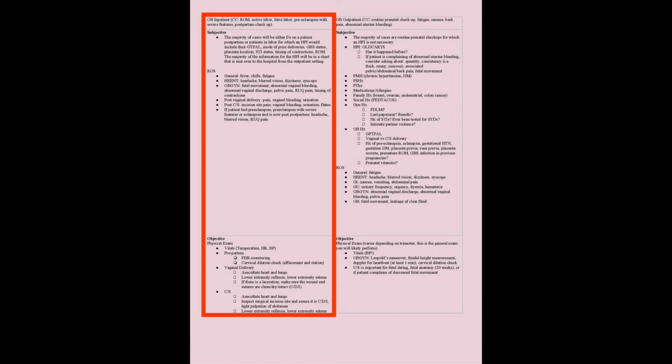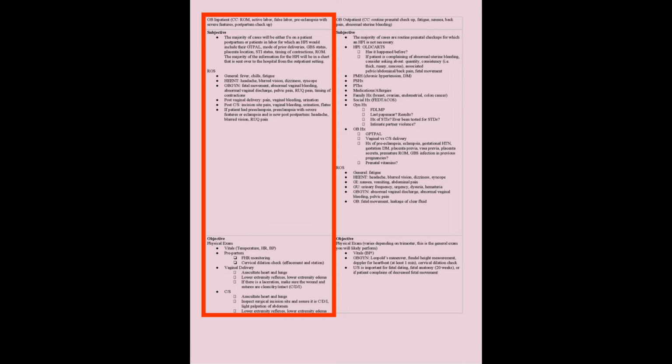And then for review of systems, prior to delivery, you'll be asking about fevers, chills, fatigue, asking about headaches, blurred vision, dizziness, syncope. And then for the OBGYN part, ask about if the mother feels fetal movement, if there's any abnormal vaginal bleeding, discharge, if she's currently in pain, if she's having right upper quadrant pain, and then the timing of contractions.